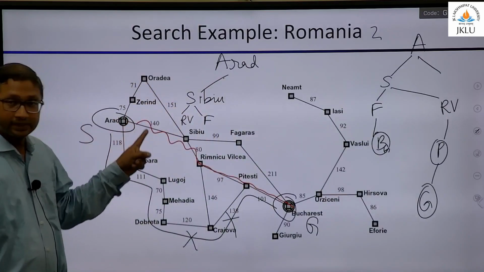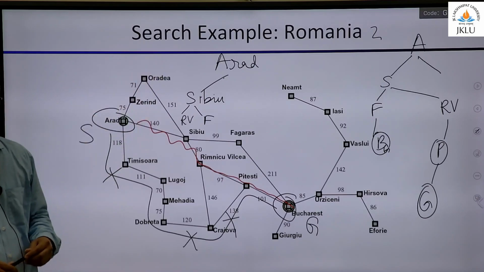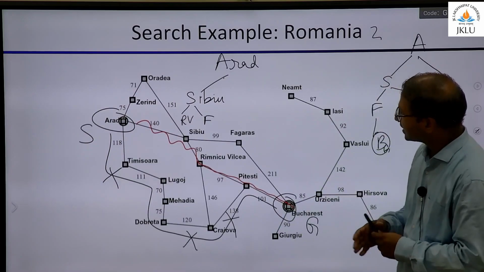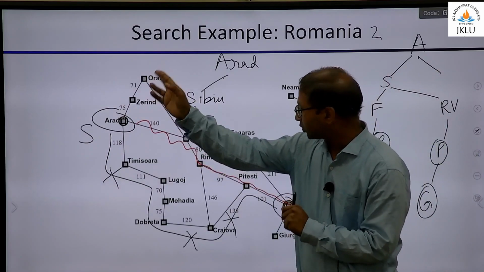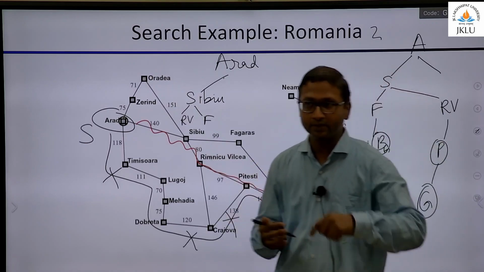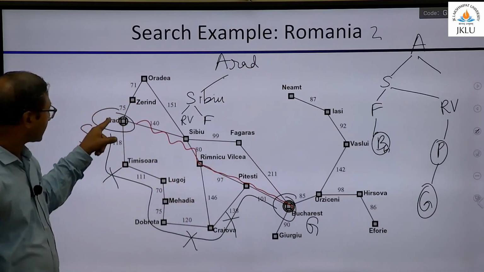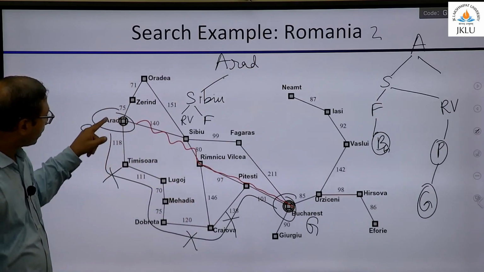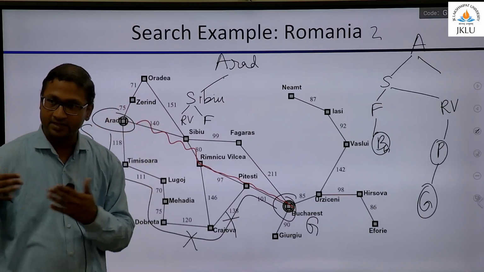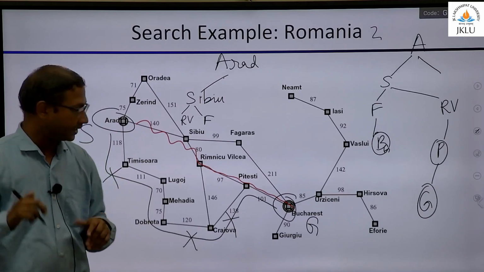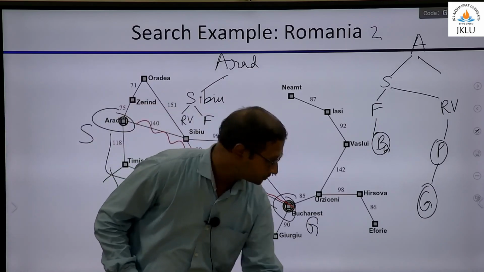Why was Arad at the root of the tree? Because that is given to us that it is the starting point. So if in exam I ask you distance from Oradea to Pitesti, then the root will be Oradea. Okay. So Arad is our starting root node right now. Now how many successor functions from there? All those that are directly connected. So you have that here.